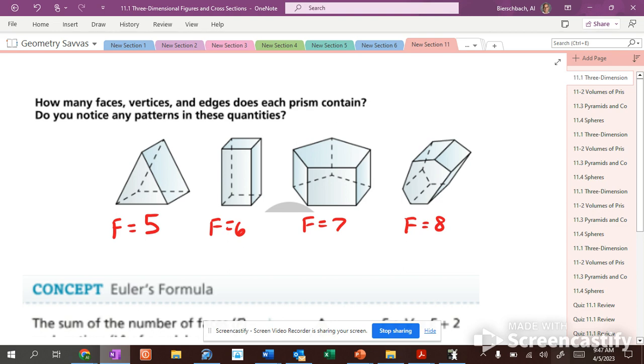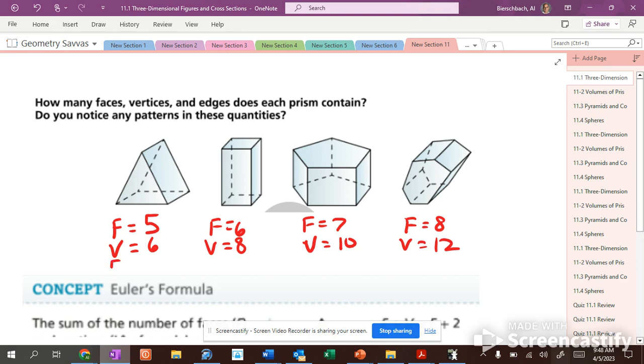All right, let's find vertices next. Vertices are the corners. So it's got 1, 2, 3 in front. 1, 2, 3 in back. So that's 6. 7? 8. I was guessing right. Well, how about 1, 2, 3, 4. 1, 2, 3, 4. How about that one? 10. Looks like you guys got a pattern down there.